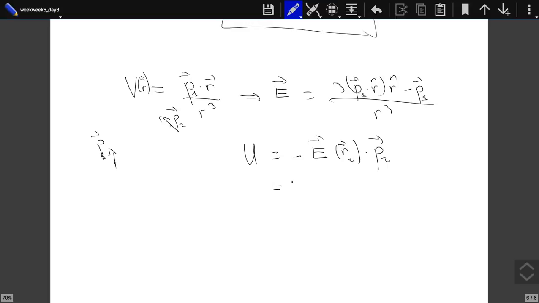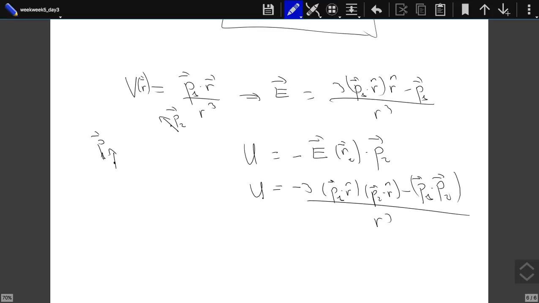And this will be equal to minus (3 (P1 dot r hat)(P2 dot r hat) minus P1 dot P2) divided by r cubed. So this is the potential energy of my system. Now my system will try to minimize this potential energy. Now the question is, which configuration minimizes potential energy? Which orientation of the dipoles?